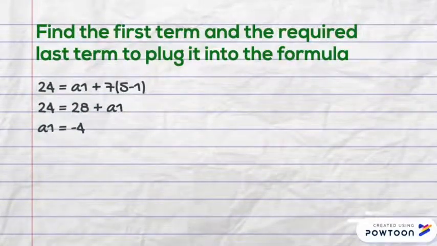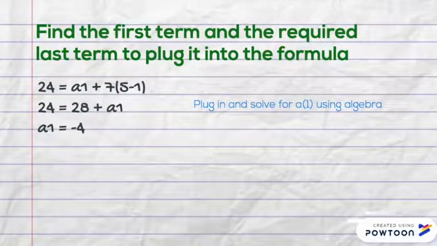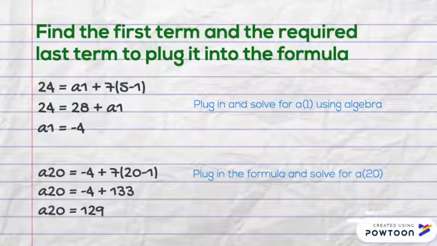After determining the common difference, you find the first term and the required last term to plug into the sum formula. For a1, you plug it into the formula of a sub n equals a1 plus d times n minus 1 and solve for a1 using algebra. As for a20, this could be done by simply plugging it into the formula of a sub n equals a1 plus d times n minus 1 and calculating.